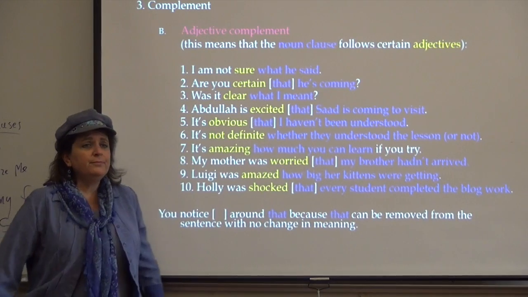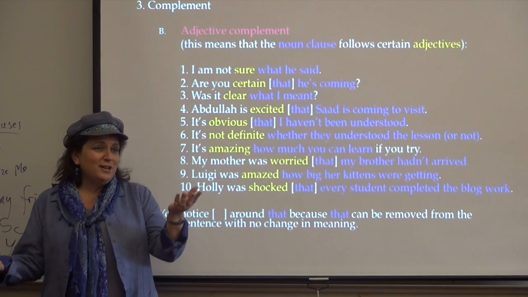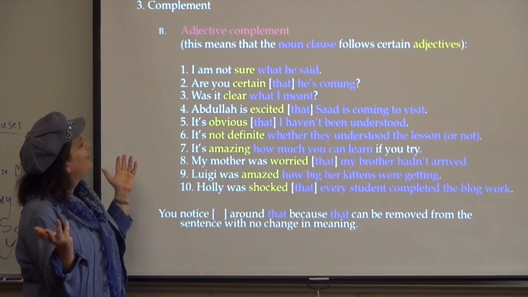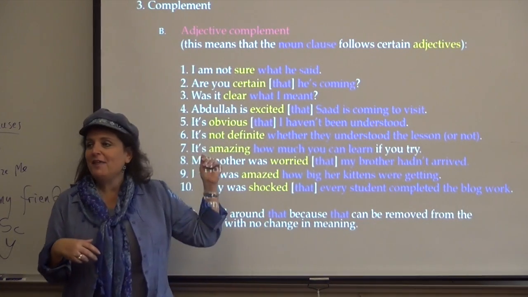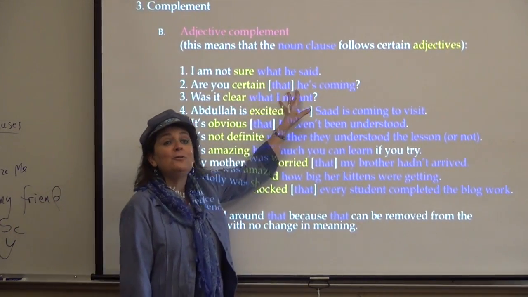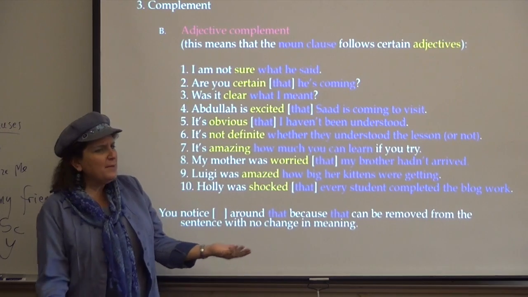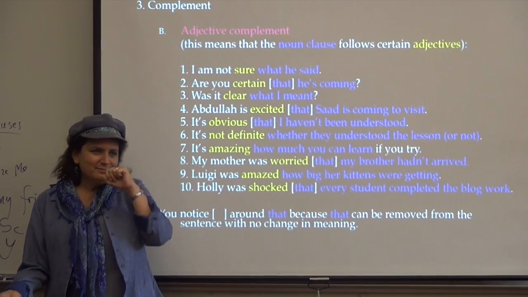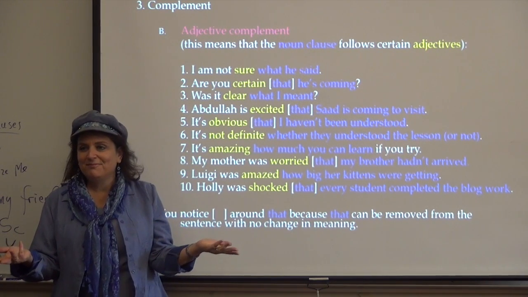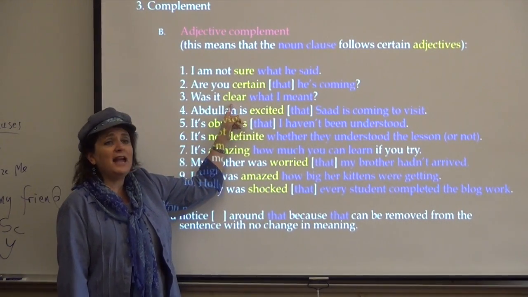Okay, are you certain that he's coming? Where's Walid? Yesterday Khalid, today Walid. Where is Walid? I'm not certain that he's coming. Certain is my adjective, followed by a noun clause. Was it clear what I meant? Was it clear what I said? Okay, that's a correct sentence. Noun clause follows the adjective.